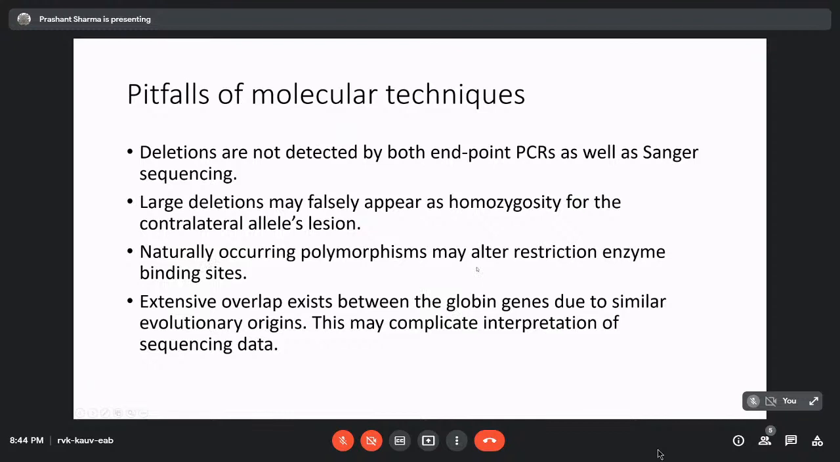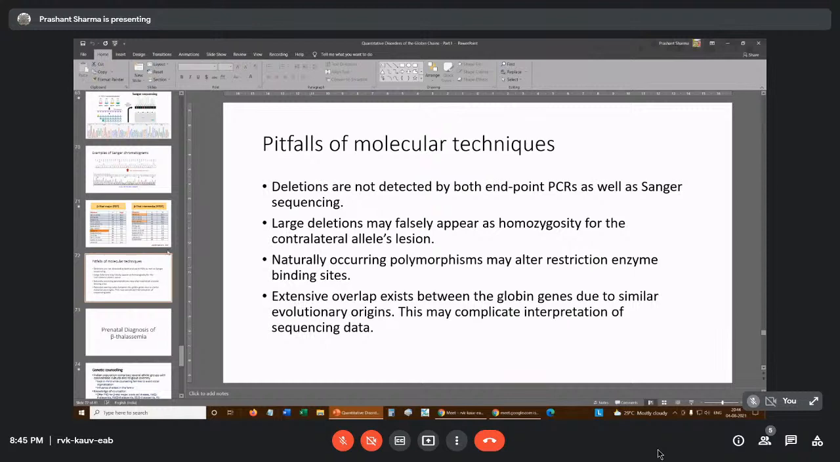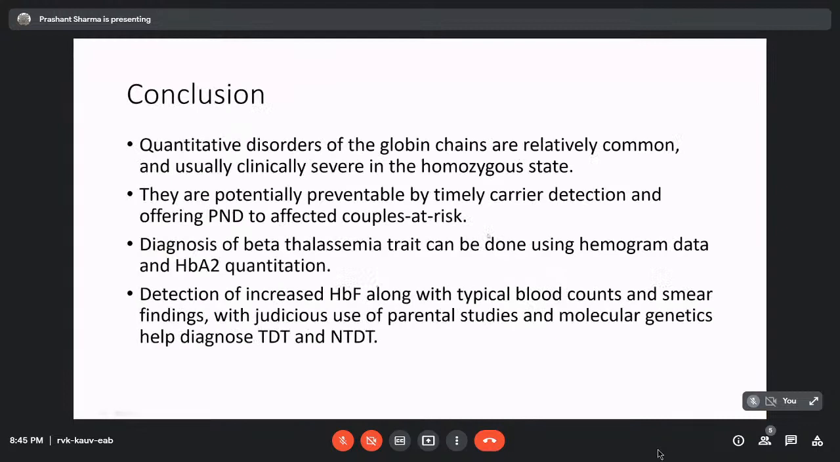And the globin genes overlap extensively because of similar evolutionary origins. So one has to be careful, especially regarding alpha globin gene sequencing data. I'll just walk you through my conclusions.